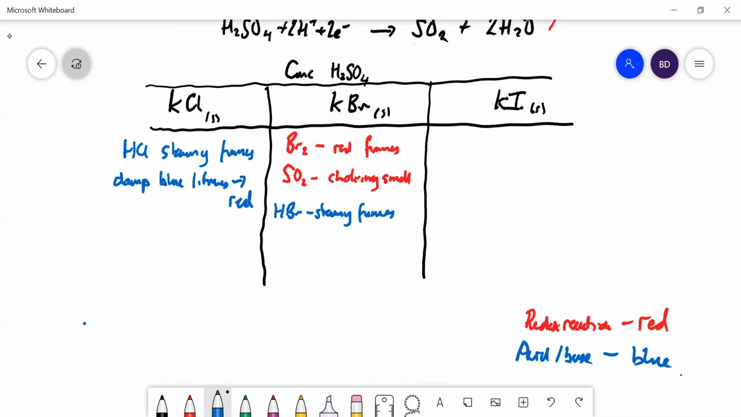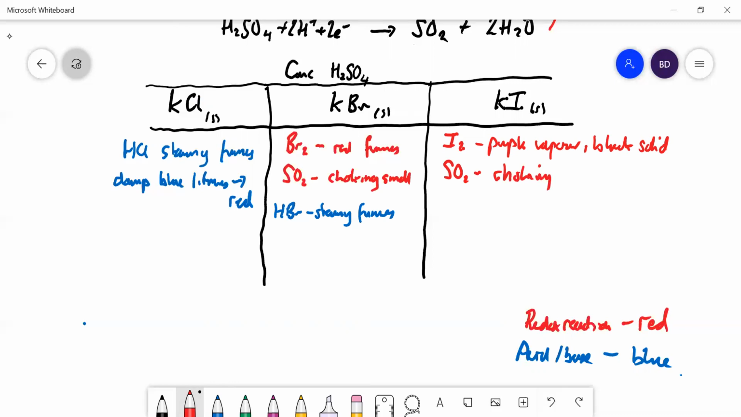With KI, this is quite complicated because you get a lot of redox products. You get I2, so that should be done in red because it is a redox product. So the iodide is oxidized to I2. That's purple vapor or black solid. You will get SO2, choking.